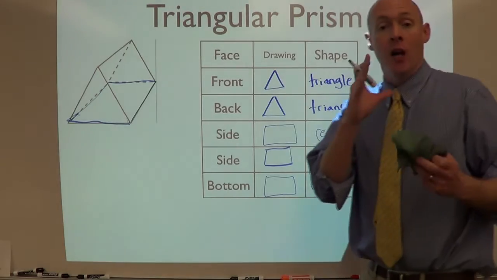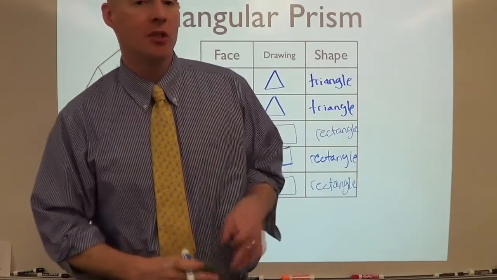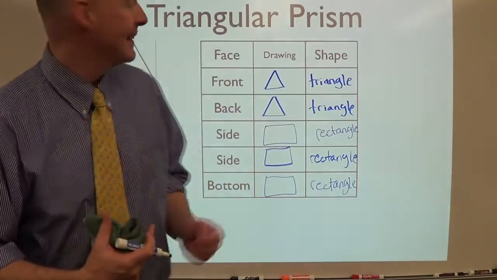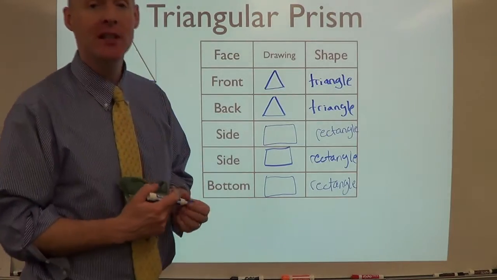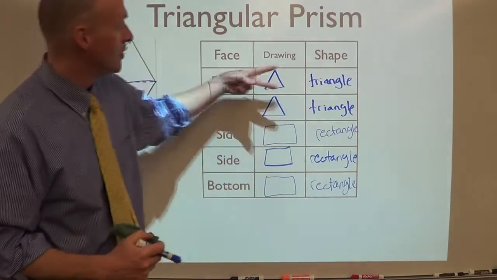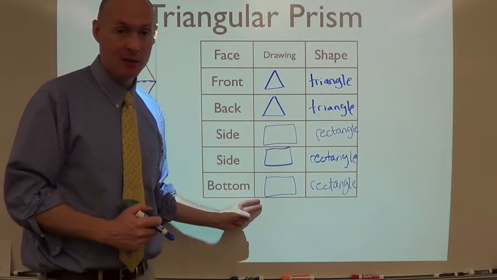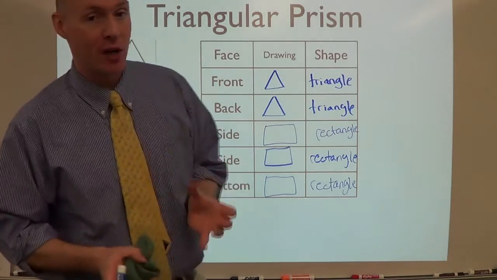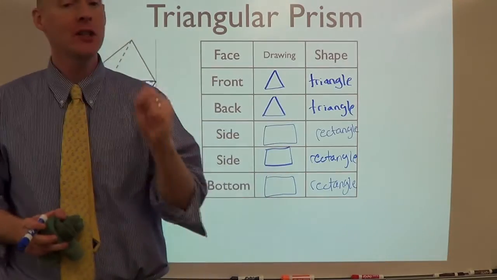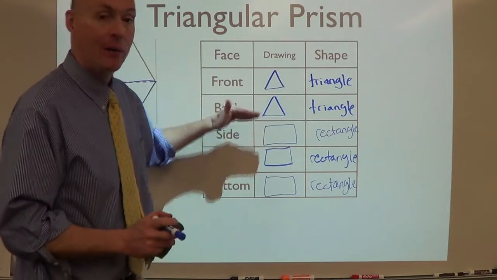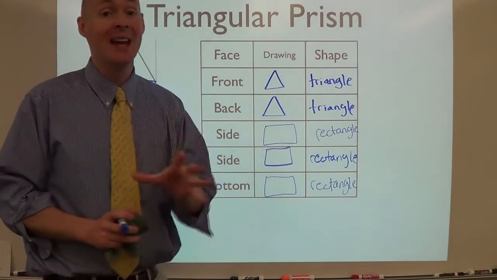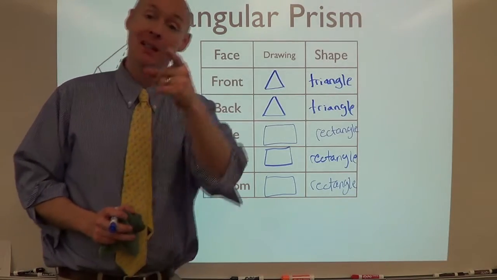Okay. So although triangular prisms could come in all different ways, these are the 5 basic shapes that you're going to see. You're going to see 2 triangles, and then you're going to see 3 rectangles. So in order to find the surface area of a triangular prism, the first step is you have to break down the different shapes, and then you have to find their measurements. Let me show you an example.